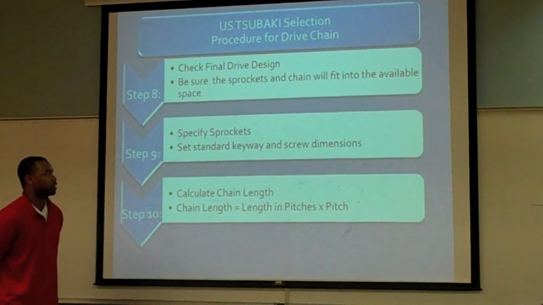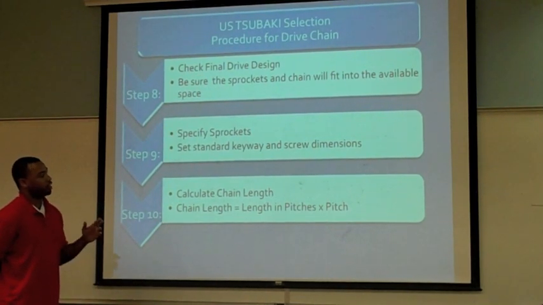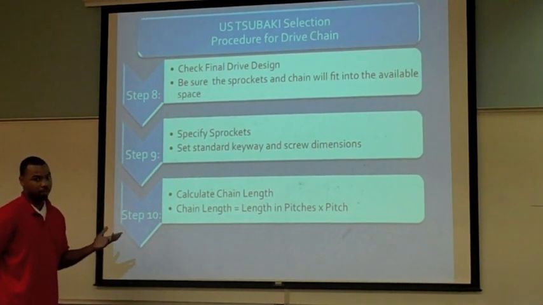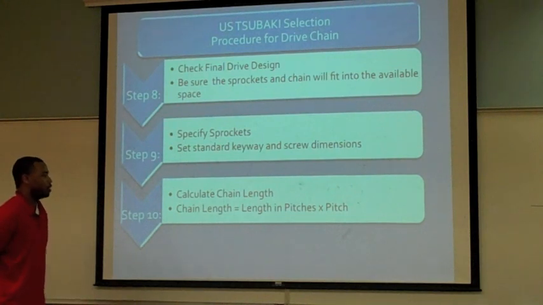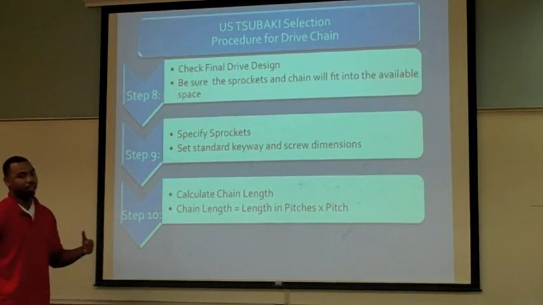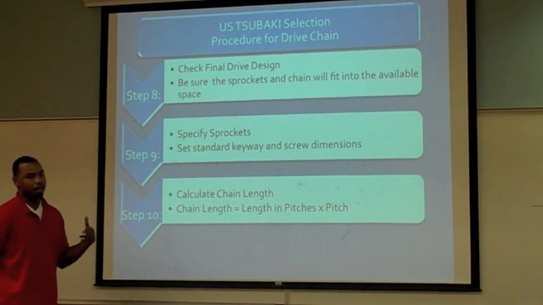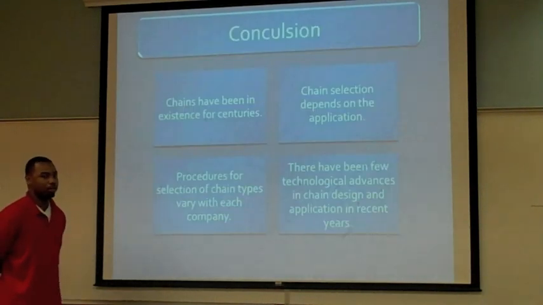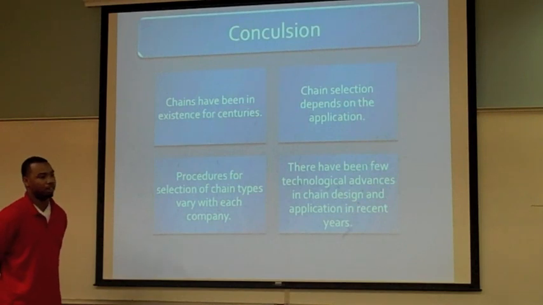Step 9, specify sprockets. Set the standard key weight and the screw dimensions in this step as well. And then you go to step 10, which is calculating the chain length, where the chain length is equal to the length of the pitches times the number of pitches. And that will complete your steps on selecting a drive chain.